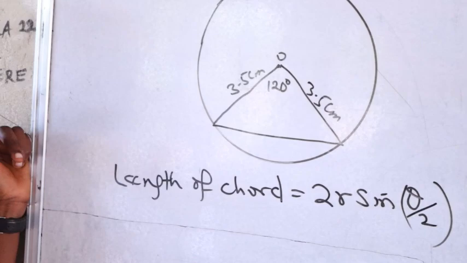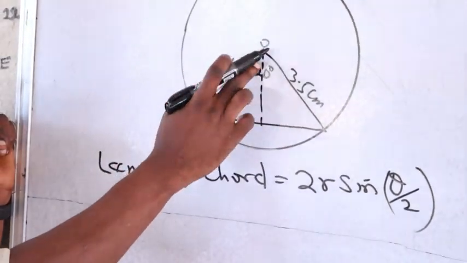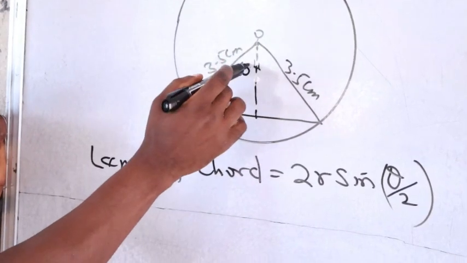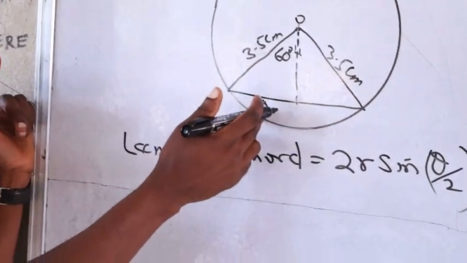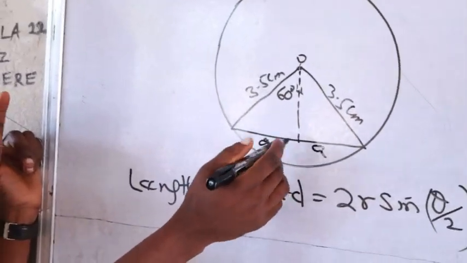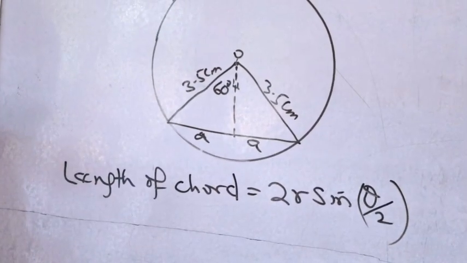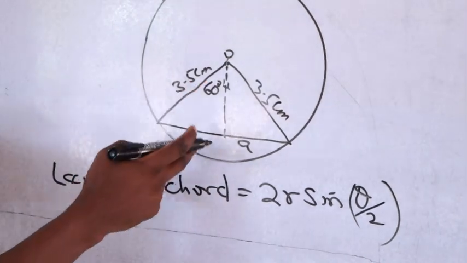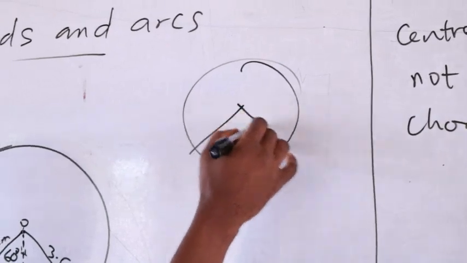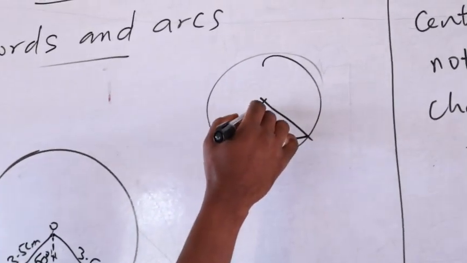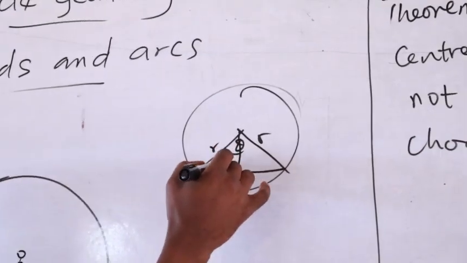Although if you don't remember this formula, you can divide this and change this one to 60 and use trig ratio. Call this one maybe A, opposite. If this one is A, this is also A. So now I'm going to say opposite over hypotenuse, sine. So I'm trying to derive the formula again. When you have theta and r, you divide. This one will give you theta over 2.